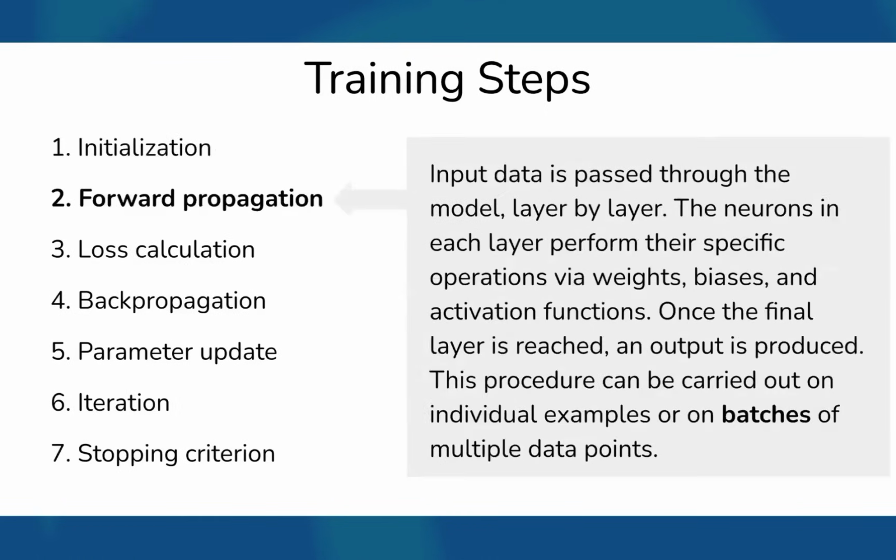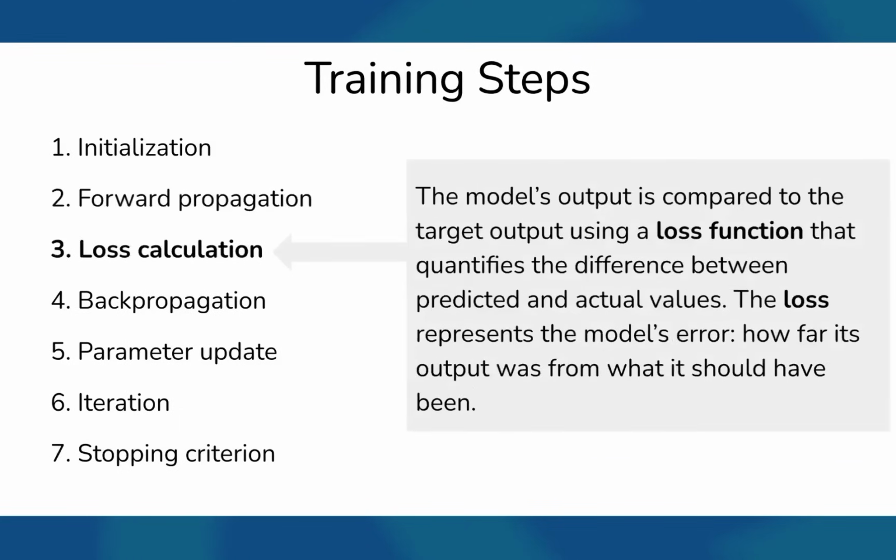Forward propagation. The input data is passed through the model layer by layer. Neurons in each layer perform their specific operations via weights, biases, and activation functions. Once the final layer is reached, an output is produced, and we may be feeding forward many examples simultaneously, and those are called batches. There's a loss function, which quantifies the difference between the prediction and what it should have been and what it actually was. The loss represents the error.